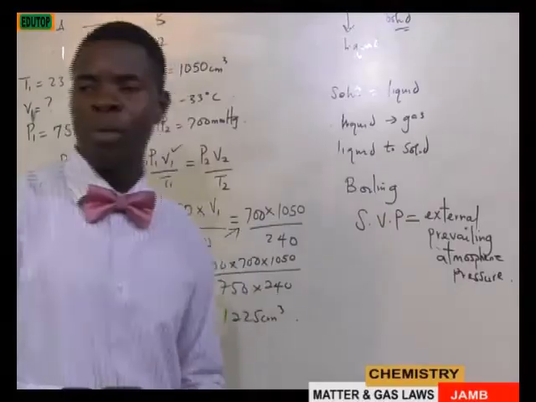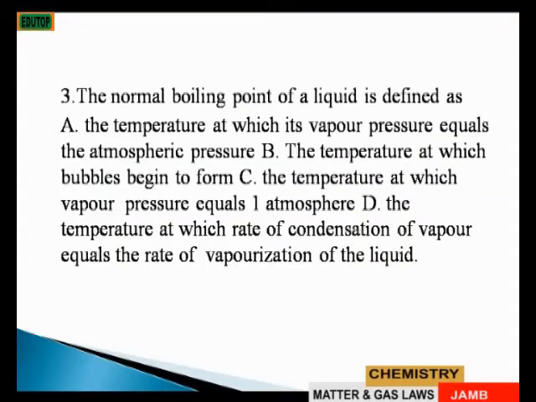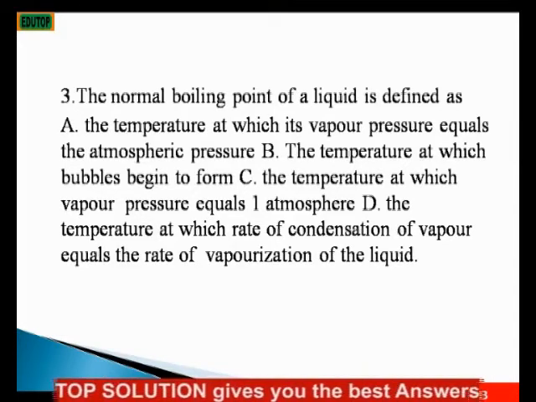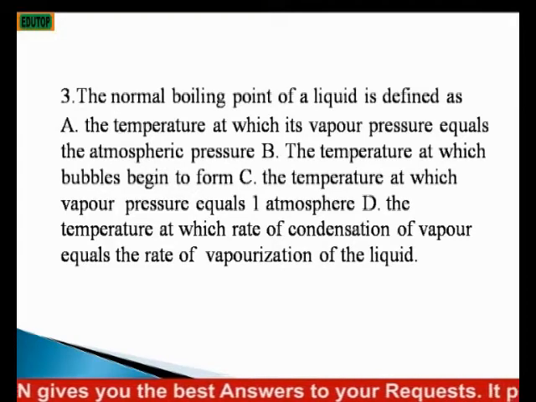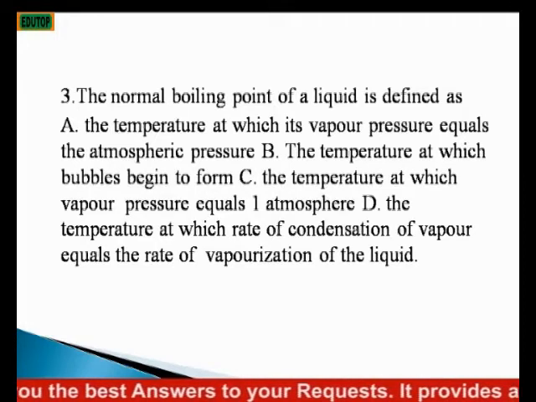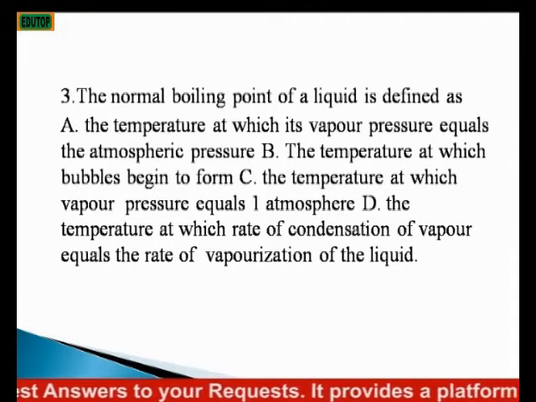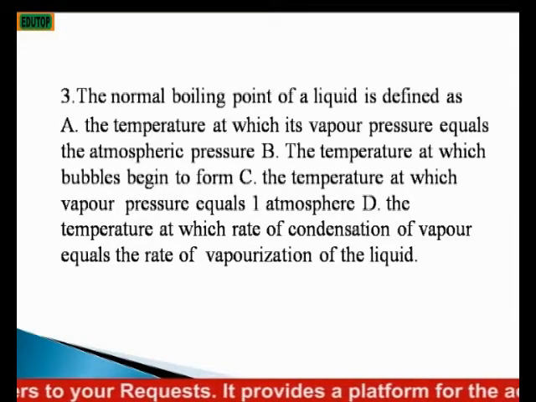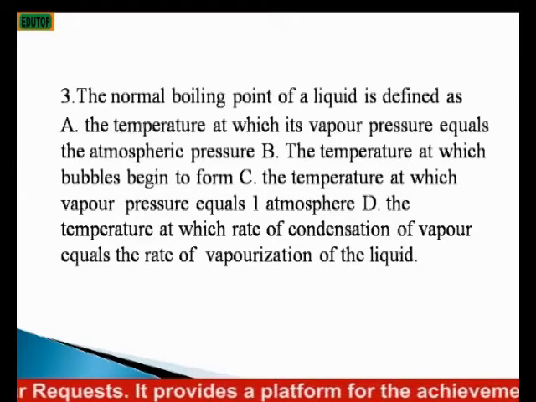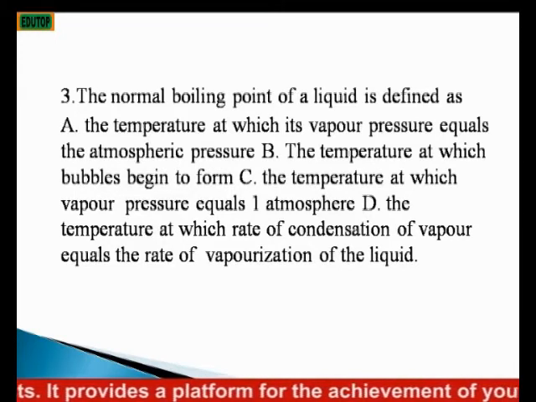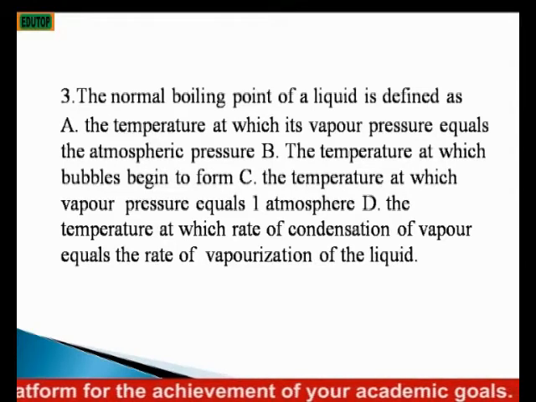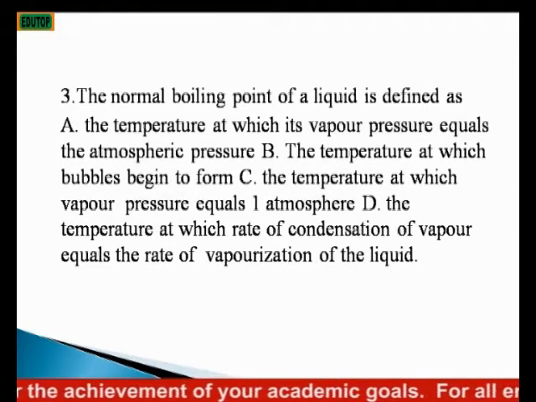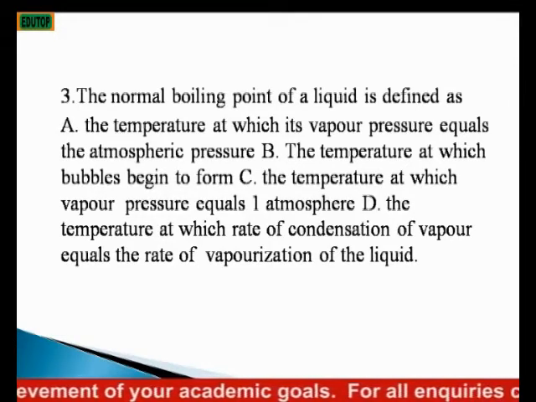So in this situation, let's see our options and see the one that will be suitable to the question. Option A, the temperature at which its vapor pressure equals the atmospheric pressure. B, the temperature at which the bubbles begin to form. C, the temperature at which vapor pressure equals 1 atm. That's 1 atmosphere. D, the temperature at which the rate of condensation of vapor equals the rate of vaporization of the liquid. If you look at this question very well, option A says the temperature at which its vapor pressure equals the atmospheric pressure. And that is what we've established: the vapor pressure equals the what? Atmospheric pressure.